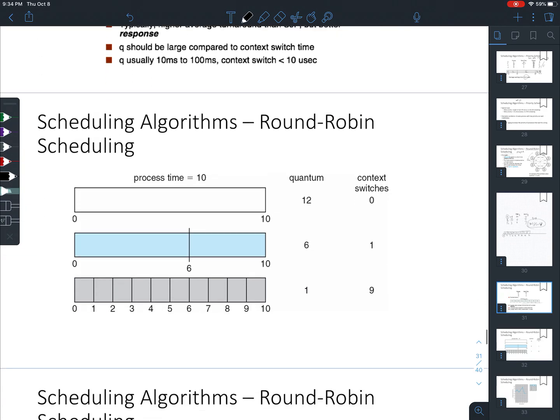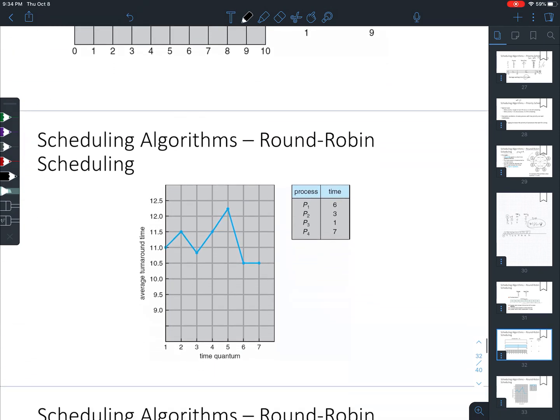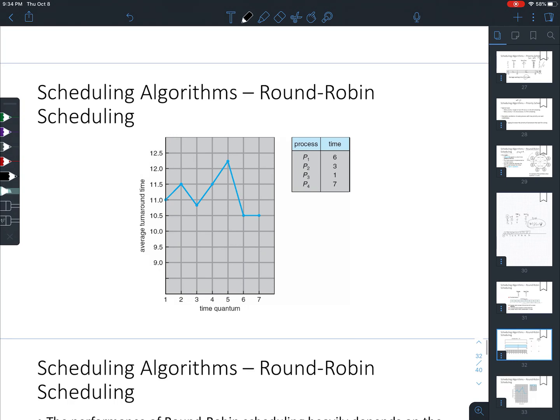So this is the Gantt chart that I described before, and this is the idea of round robin. In the round robin algorithm, a very important thing is to come up with an appropriate value of the quantum size. If the quantum size is too large, we allow a single process to grab the CPU for too long. This may cause the other processes to wait for too long.